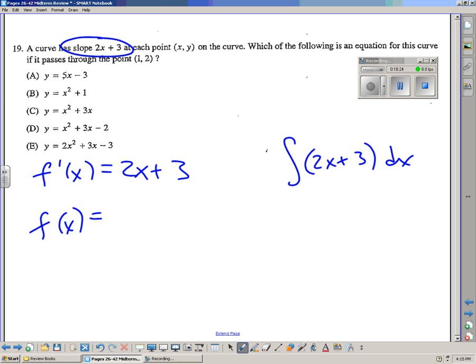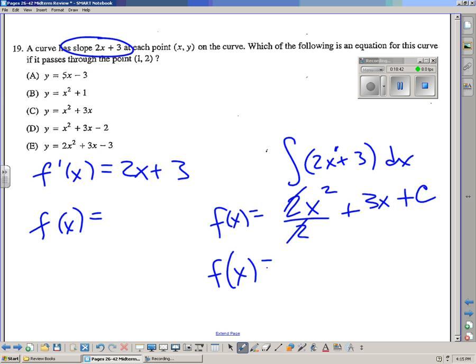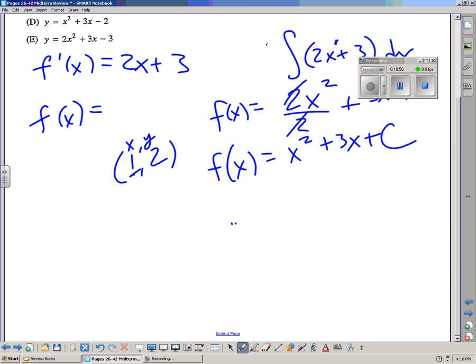So this is just a power rule question. You add 1 to the power, so this is 2x squared, divided by the new power. The antiderivative of 3 is 3x, that's where it came from if you took a derivative, plus c. So right now we know f of x is equal to this. The 2's go away. So f of x is x squared plus 3x plus c. We want to find the equation for the curve as it passes through the point (1, 2). Well, that means when x is 1, y is 2. So when I plug in 1 for x, this will result in a function value, or a y value, of 2. And that will allow you to actually solve for the constant.